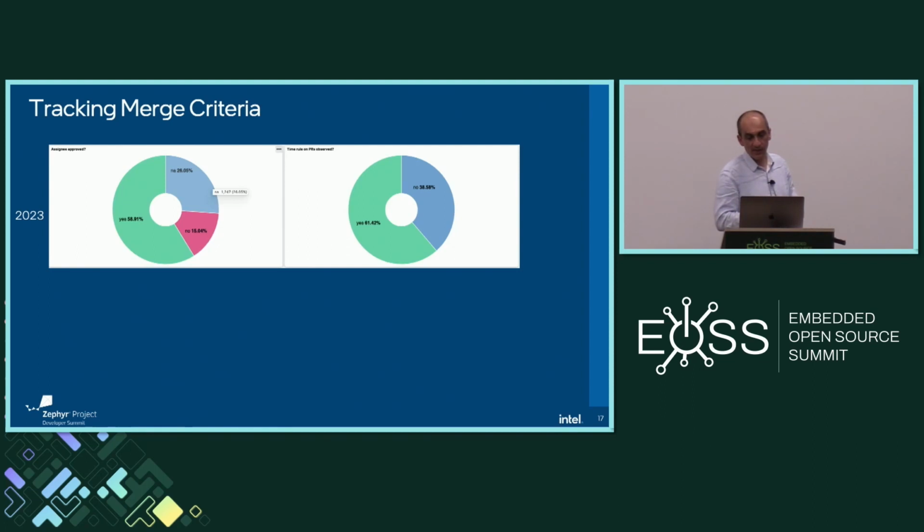The other pie chart shows pull requests that have been merged while giving enough time for people to review. 60% yes, and no, almost 40%. That's not really great because that means we are rushing things in, sometimes not giving people enough time to review. So this is 2023.